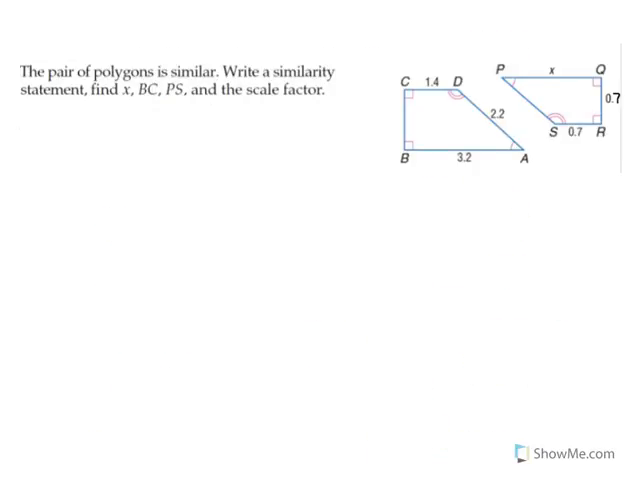Let's do an example problem from today. The pair of polygons is similar. Write a similarity statement, find x, BC, and PS, and the scale factor. Okay, so we have to, 1, write a similarity statement. 2, find x, BC, and PS. And 3, find the scale factor. Okay? So, first let's write our similarity statement.